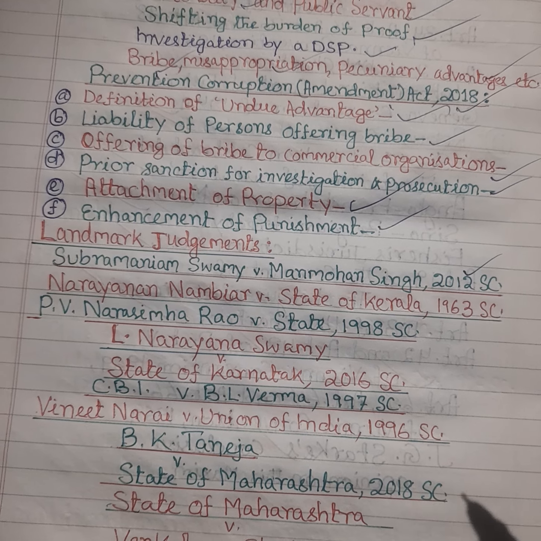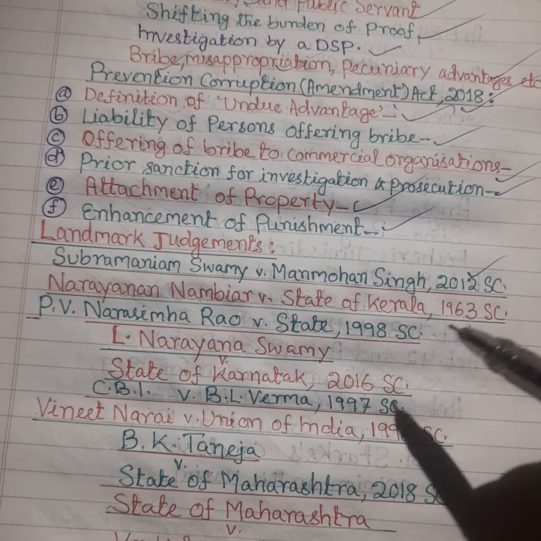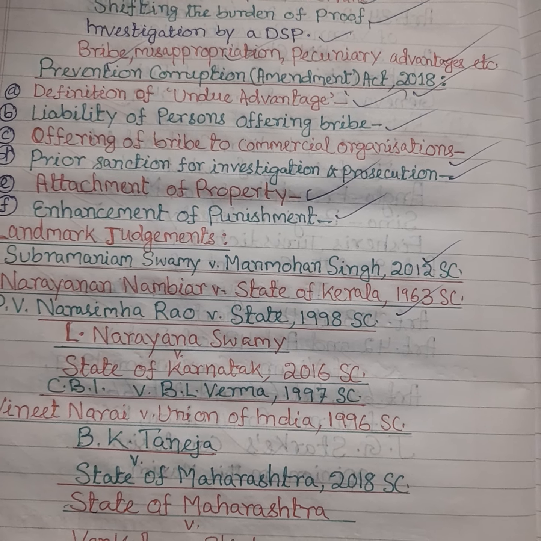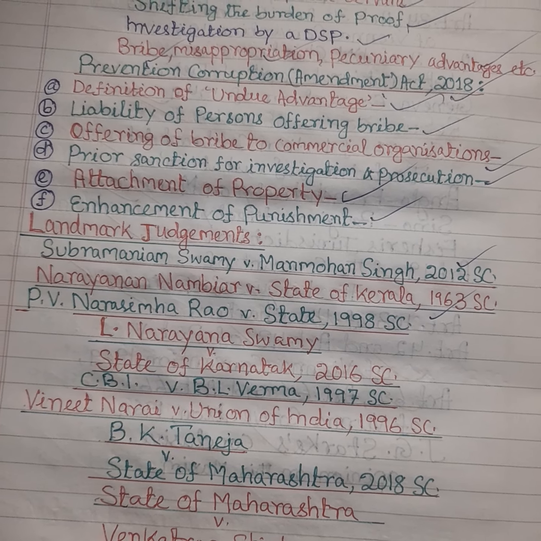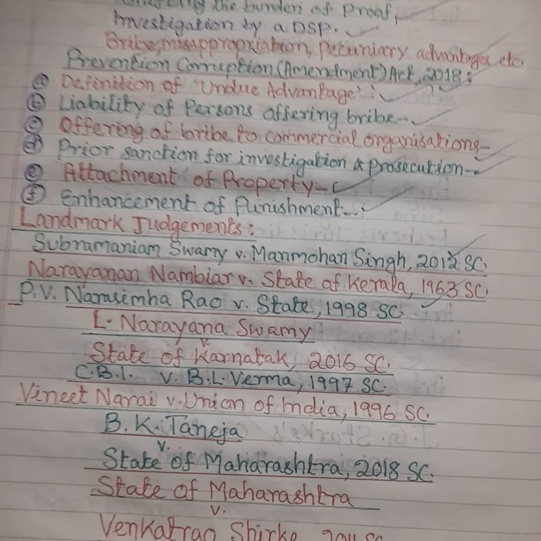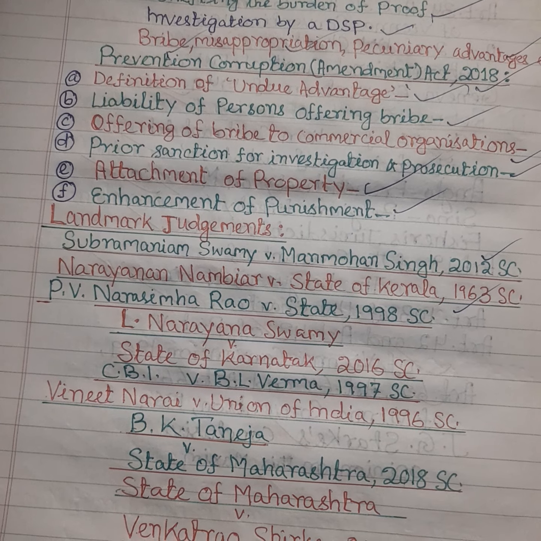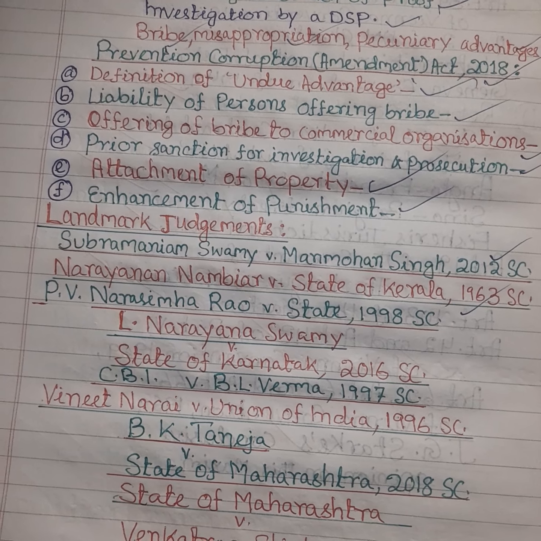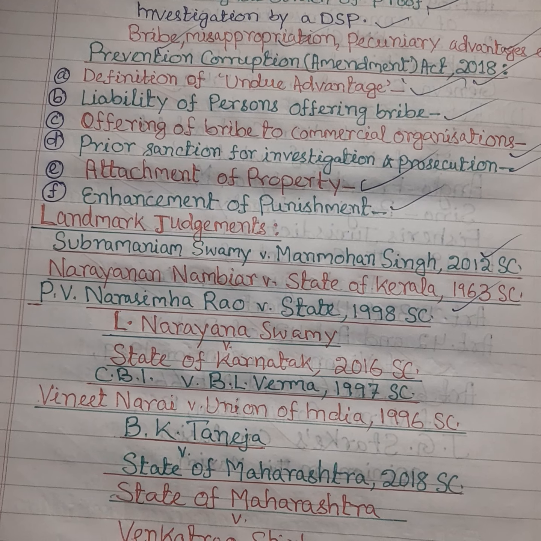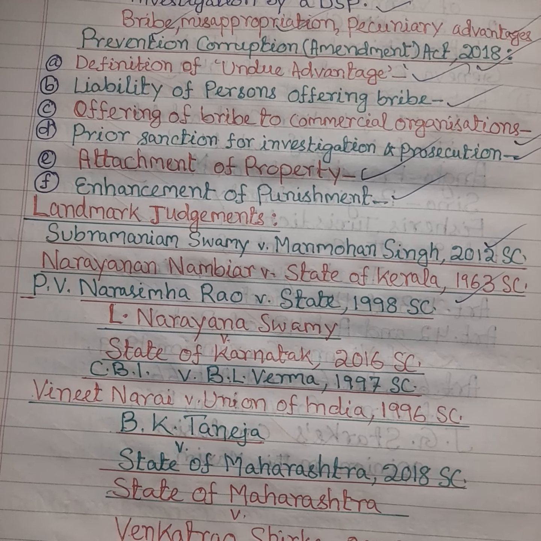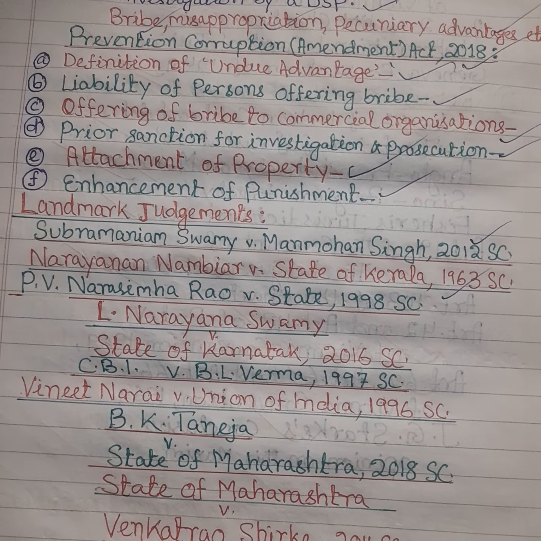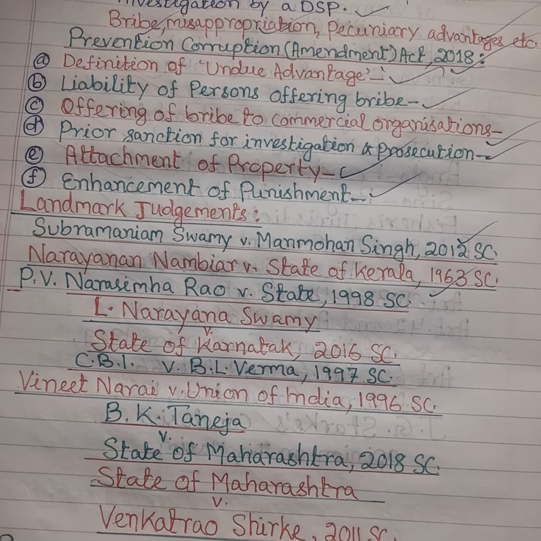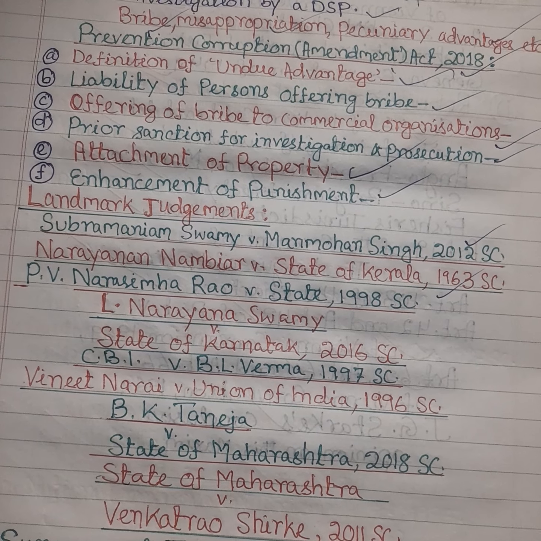And now we'll go to another important judgment, that is Narayan Nambiar versus State of Kerala, in the year 1963. As the foundational case for the Prevention of Corruption Act, the Supreme Court interpreted the term public servant broadly, ensuring that a wide range of officials come under the Act's purview. The judgment underscored the importance of maintaining the integrity of public officials and laid down principles for interpreting the scope of the Act.